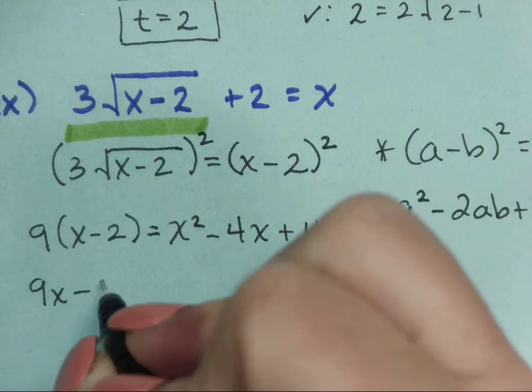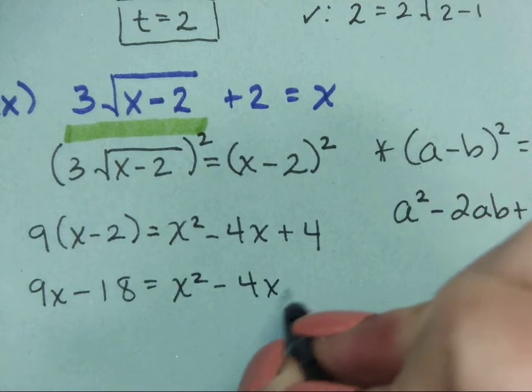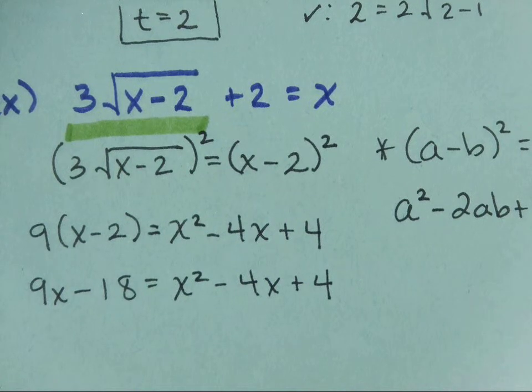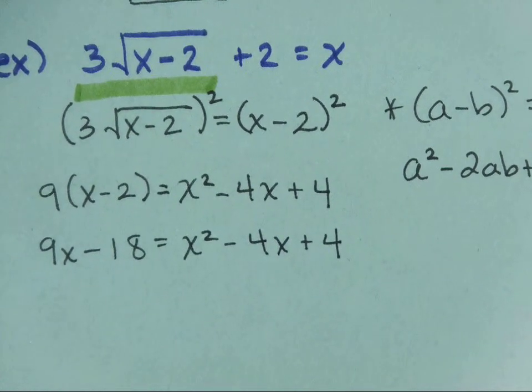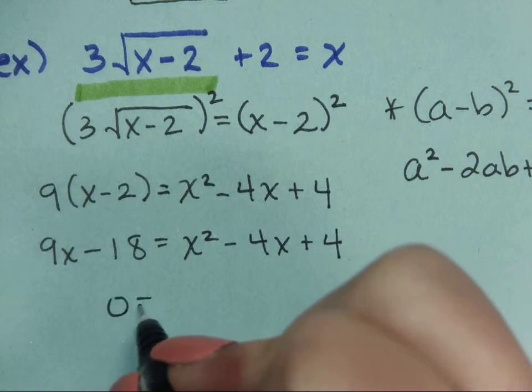If you distribute the 9, now this looks very similar to a video we watched yesterday where you have to move the 2 terms to one side. And on that video, he moved everything to the left. I'm just going to move everything to the right. So I'm going to keep 0 on this side.